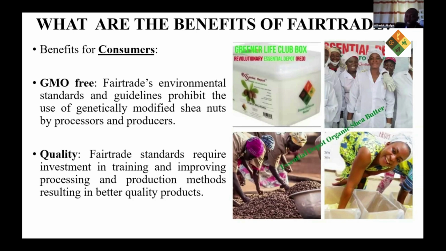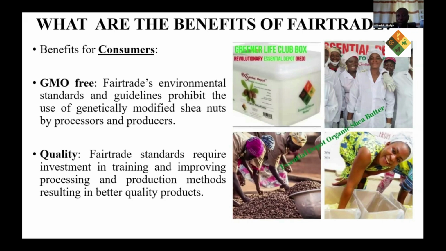Another point here is about quality. It's about quality, and that is, I know, at the bottom of every customer, every consumer of Essential Depot products. And Fair Trade Standard also inquired, how do we ensure quality? That is the point I want to make here. How do we ensure that the products that these women produce are of quality standard? Now we do that by investing in training and investing in improving the production and processing methods that result in the quality of the product.